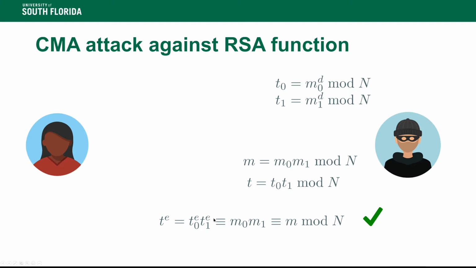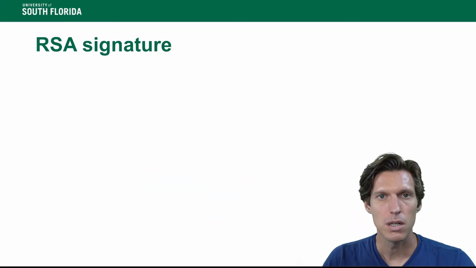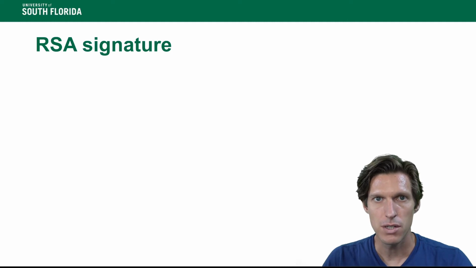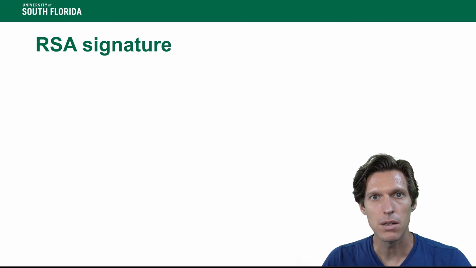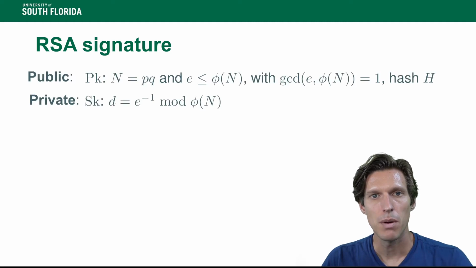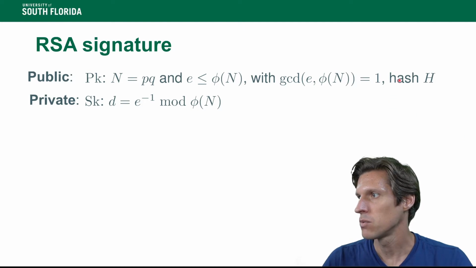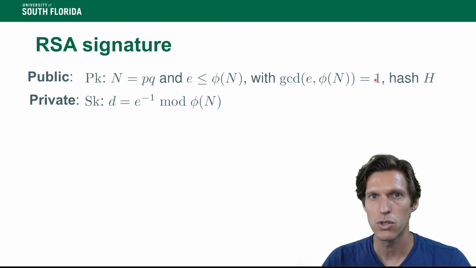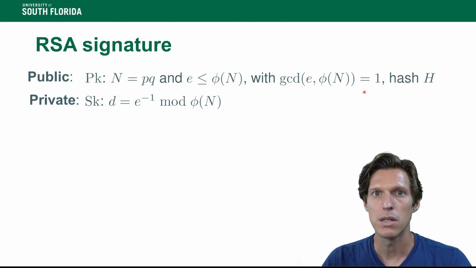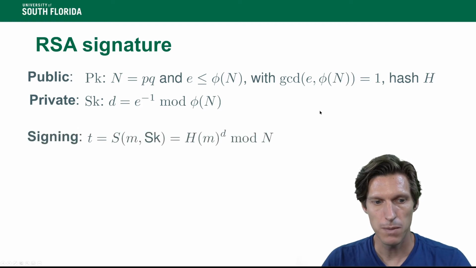So we need to do something in order to sign with the RSA function, but we have to mitigate the malleability. The public key parameters are the same, except for the fact that we will use a hash function h, which maps to elements between 0 and N-1.